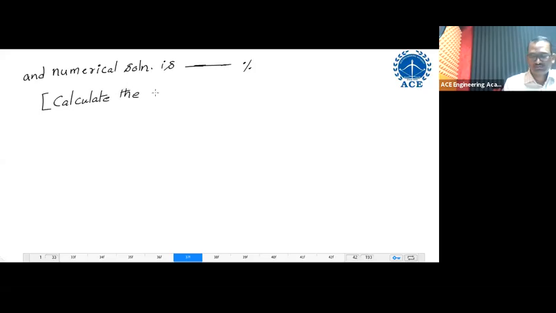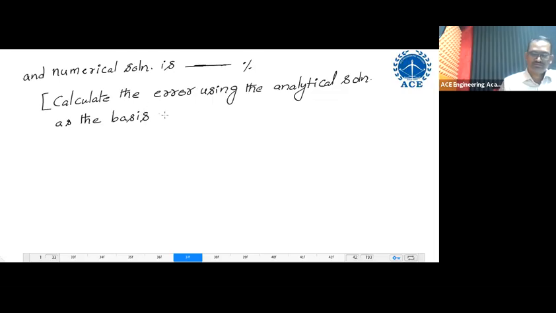Calculate the error using the analytical solution as the basis and use 3 decimal places. 100% similar to the previous problem model. Try yourself.